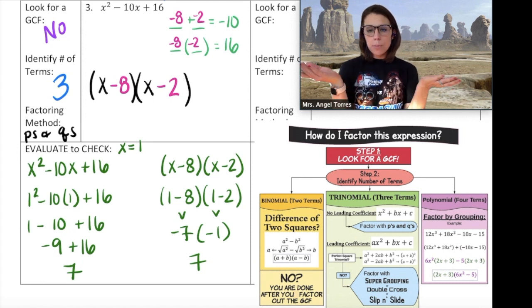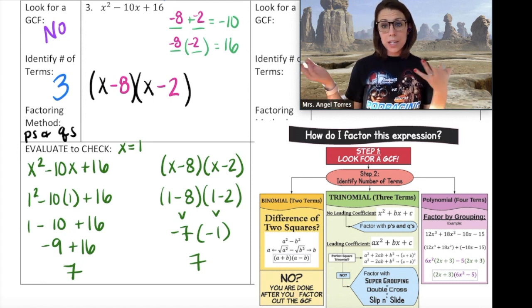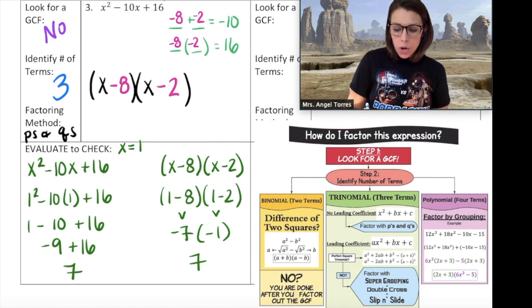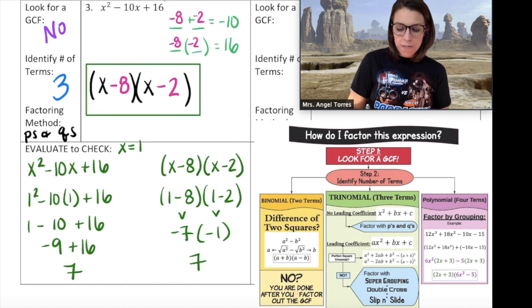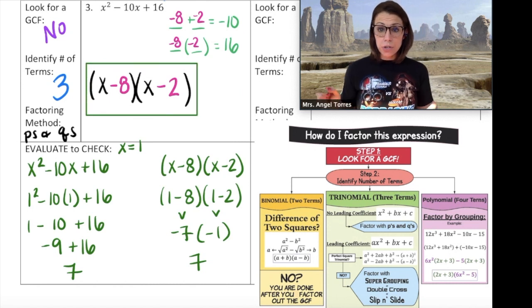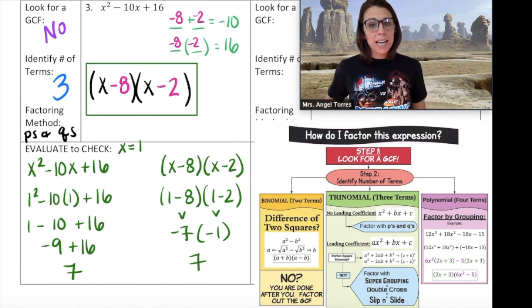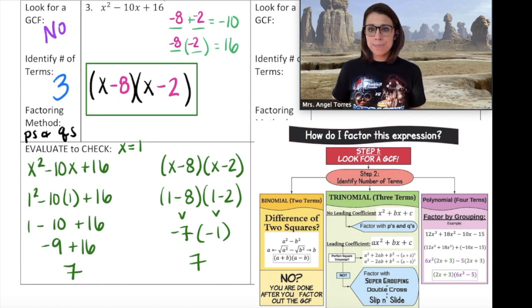So because these expressions have the same value for the same variable input, we know that they are equivalent. The only difference here is that one of them is written as a product in factored form, and the other one is written in simplest terms.